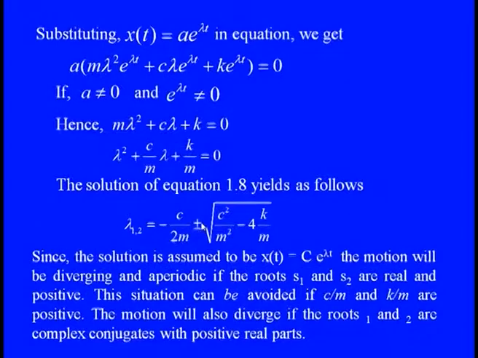That means, from the damping or some other feature, energy is being fed to the system by the self-excited vibration, and that makes the system diverging, unstable, or aperiodic. This situation can be immediately avoided if c by m and k by m are positive. We can say the motion will be diverging if the roots are complex conjugates with positive real parts.